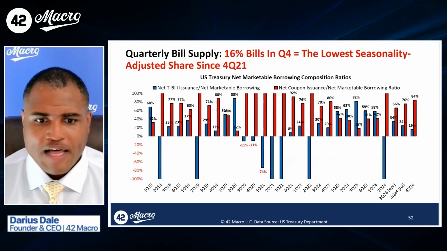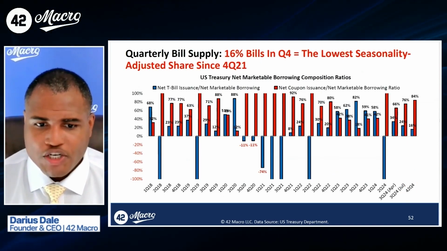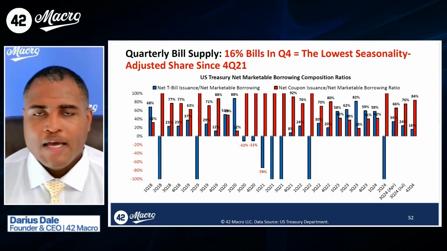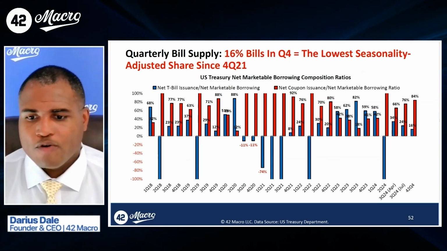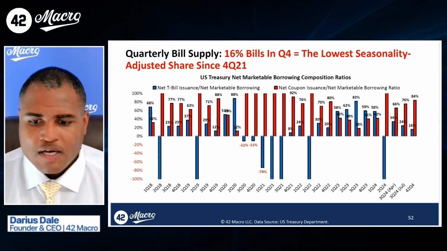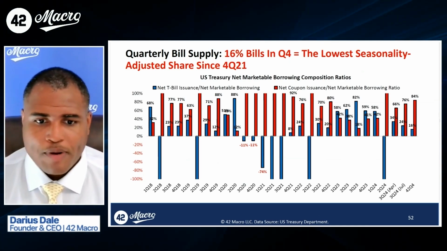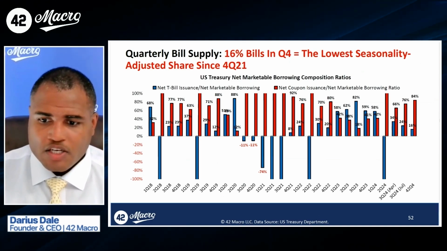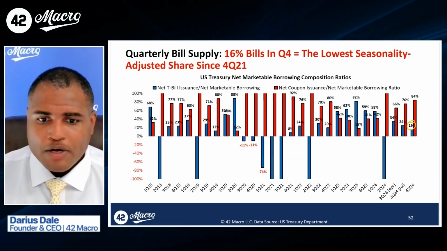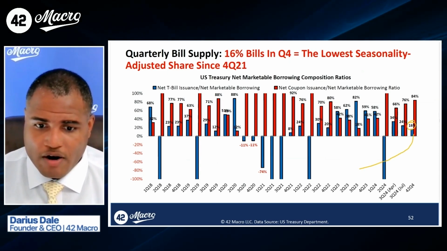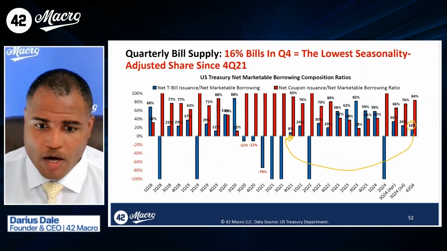So quarterly bill supply. We show the composition ratios in terms of what percentage of the net market borrowings is financed in the bill market versus financed in the coupon space, which are any Treasury securities that are 1 year in maturity or above. And we see that as a share of the Q4 total, bills are only 16%, which is the lowest seasonality adjusted share since 4Q 2021, 8%.